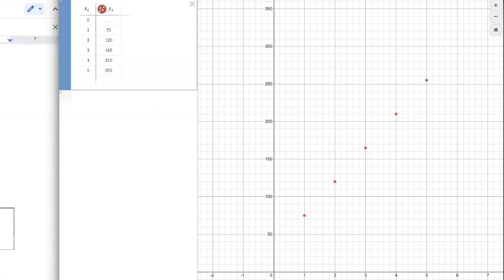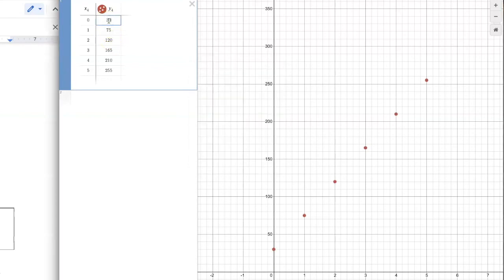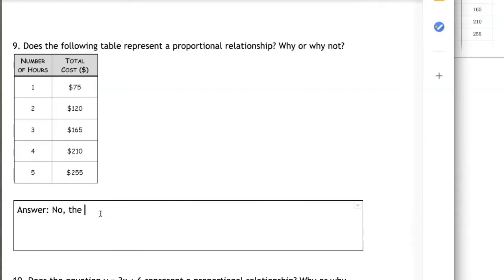We could figure that number out by working backwards. 255 minus something will give us 210. 255 minus 210 is 45. So let's see if 210 minus 45 is 165. 210 minus 45, yep, is 165. Minus 45, 120, minus 45, 75, minus 45 is 30. So we can fill that in, and we can see that this does not go through the origin. So no, the line does not go through the origin.